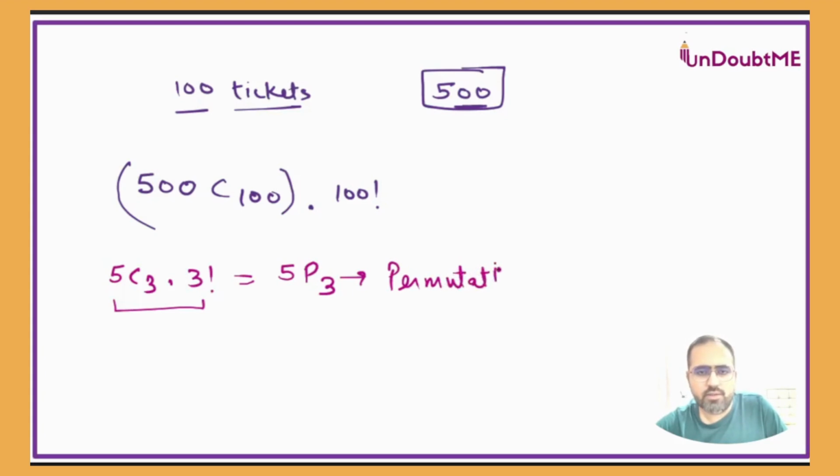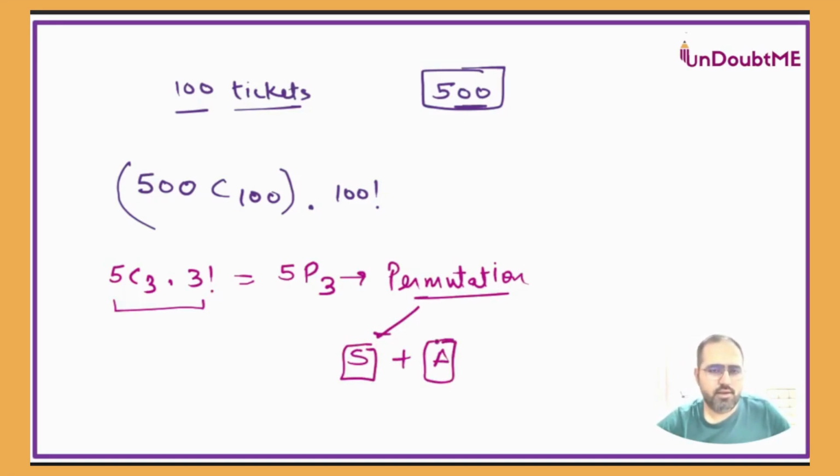So what is the meaning of permutation? Permutation is selection plus arrangement, and when you just have to do selection, that is combination. Selection plus arrangement together, we call it permutation.